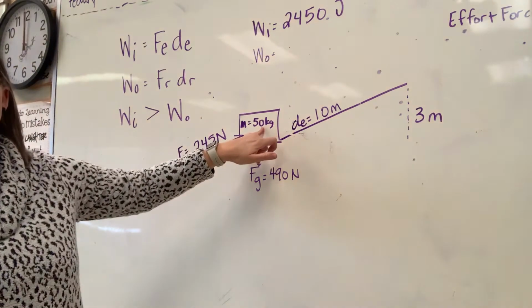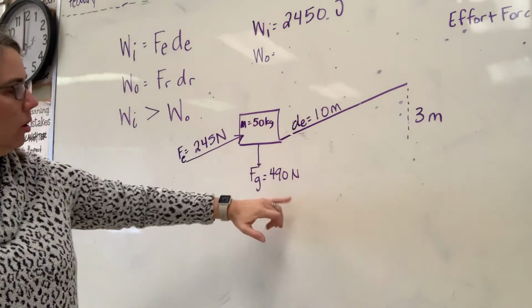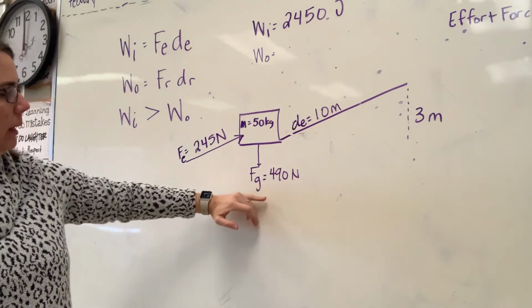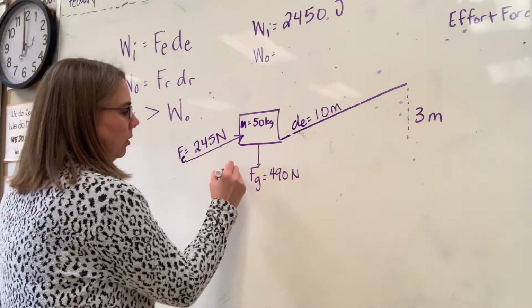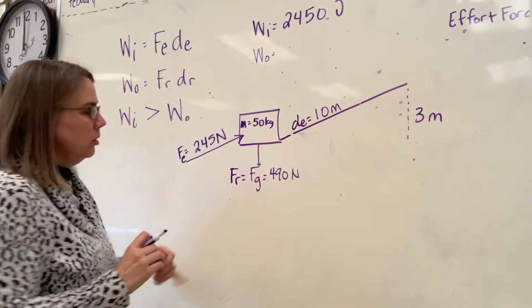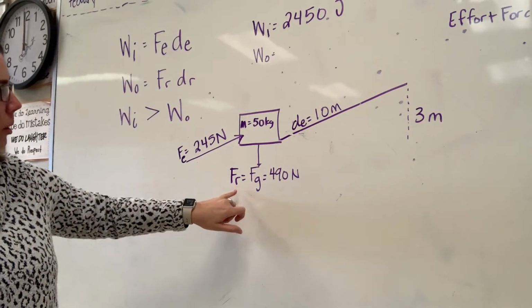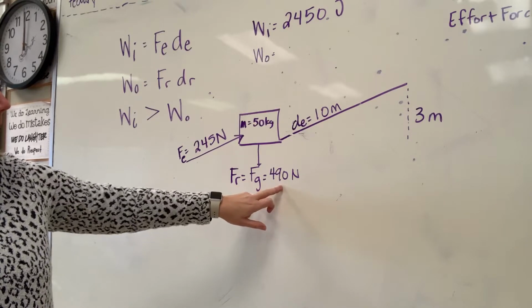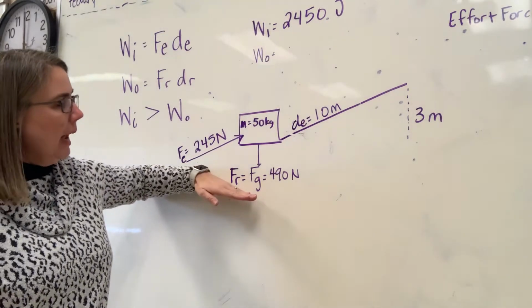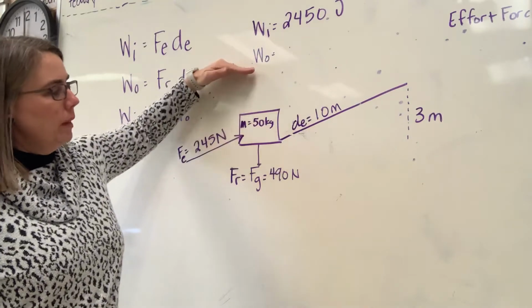Don't use 50 kilograms. Kilograms is mass. Work calls for force. So the weight of this box is 490 newtons. This is actually the resistance force. It's the force that I need to apply to move the resistance or to move the object. So my FR is 490. How far am I lifting this box? I want this box to lift 3 meters off the ground.